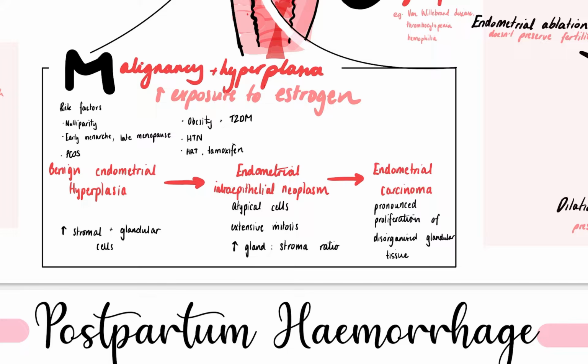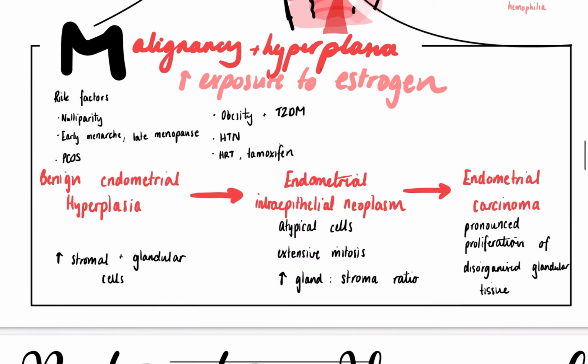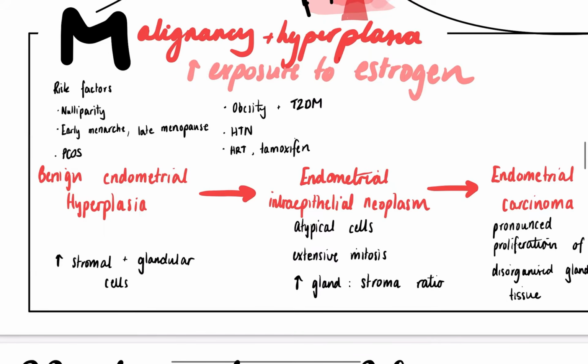In terms of the progression from hyperplasia to malignancy, what usually happens is that benign endometrial hyperplasia is the beginning stage, where you get an increase in stromal and glandular cells. Then this can lead to endometrial intraepithelial neoplasia, where you'll get atypical cells with extensive mitosis and an increased gland to stroma ratio.